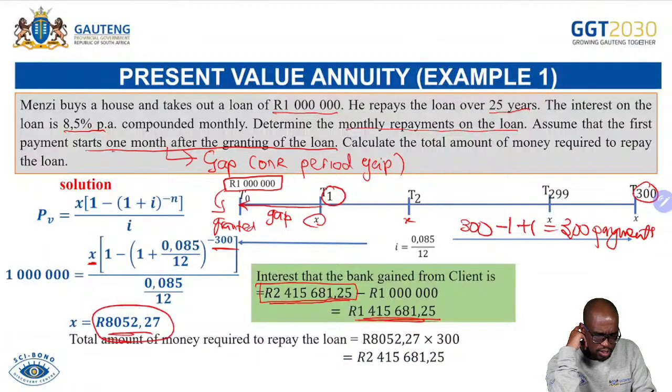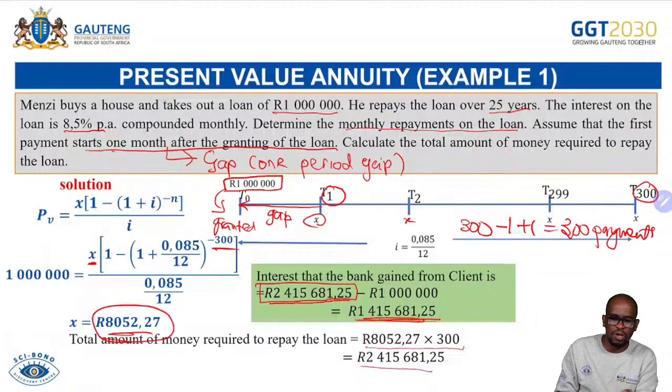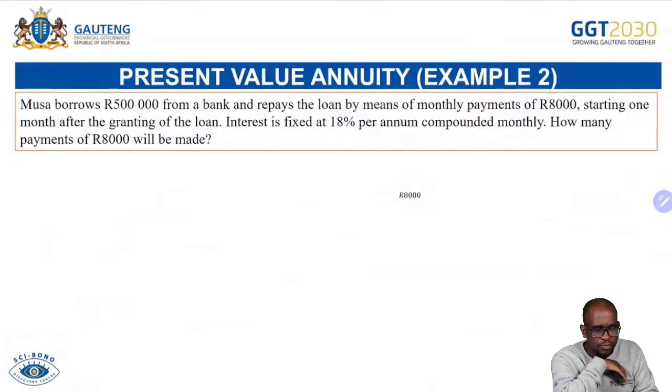Now the amount needed, that is I've just multiplied the repayments by 300. They give us 2.4 million. So you can see it's what I've been explaining there. All right, so now let's look at example 2.